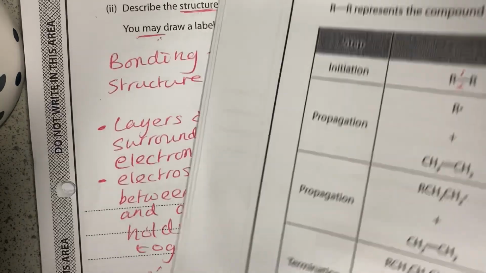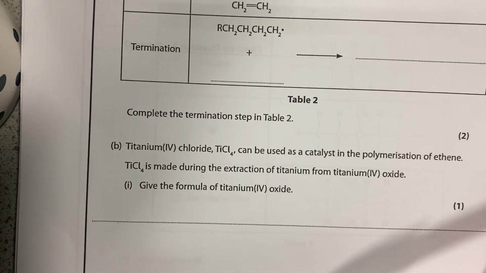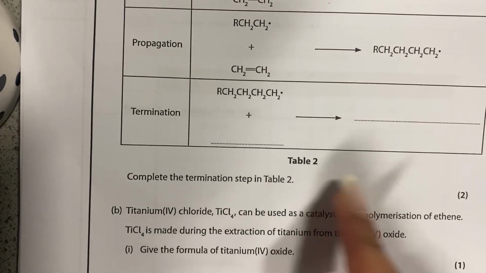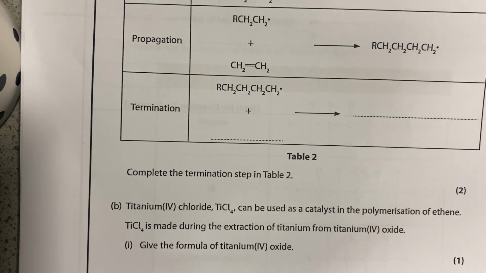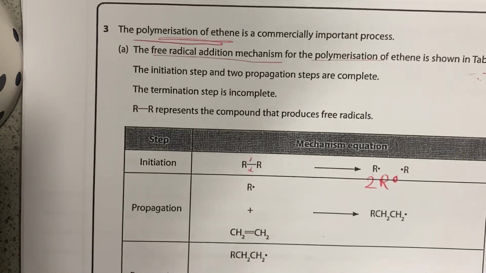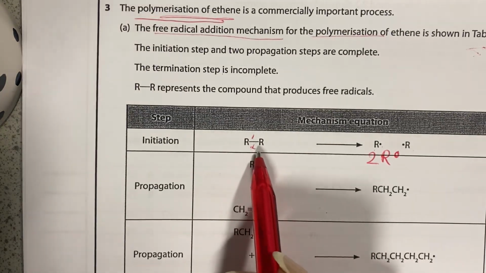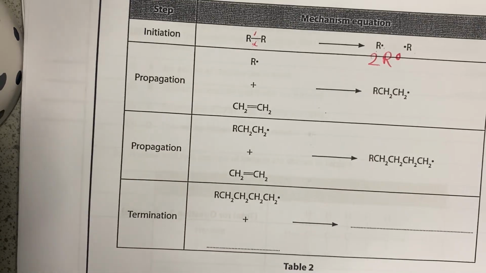Now for this first question, it says complete the termination in table 2. So A is completing the termination step in table 2. To complete that, this is what we need to do. Let me just go through the process quickly. Initially, for the initiation there's a homolytic fission, so that produces the radical.